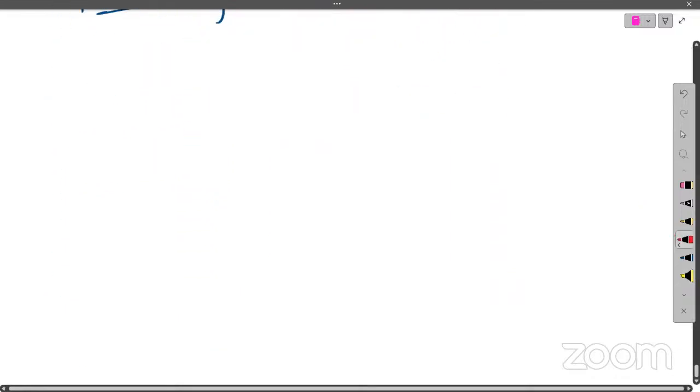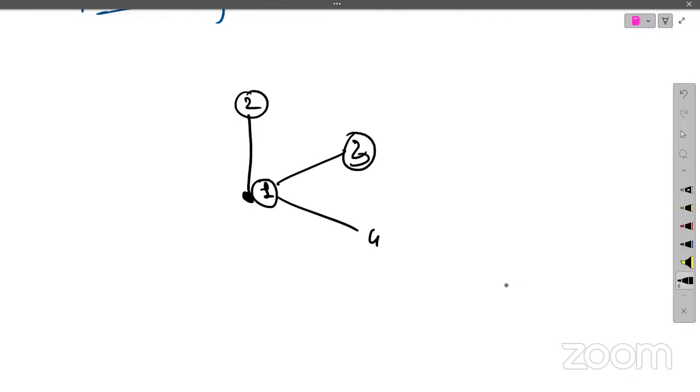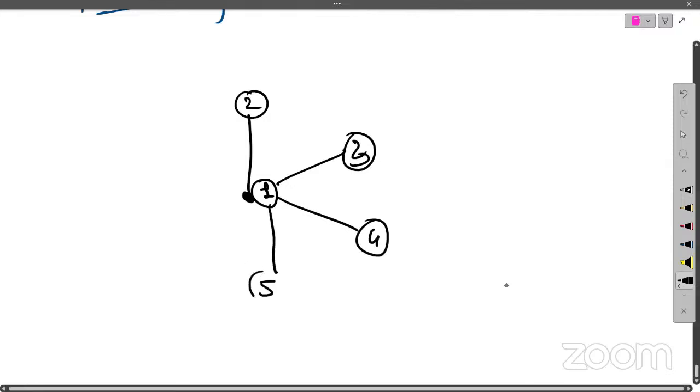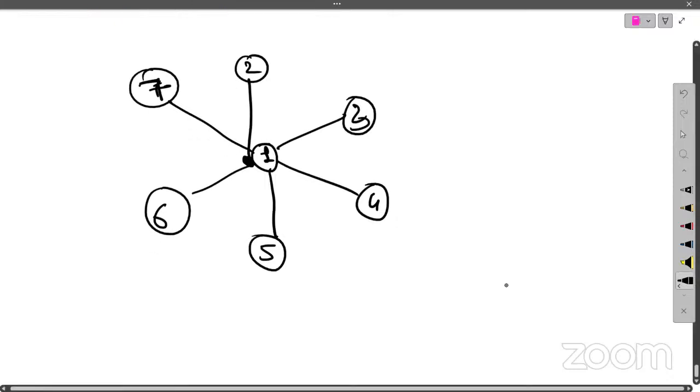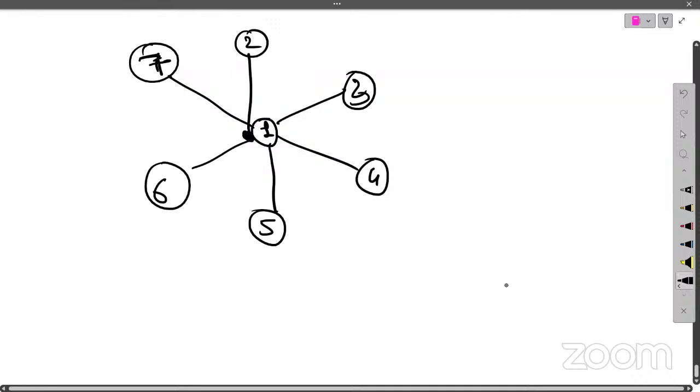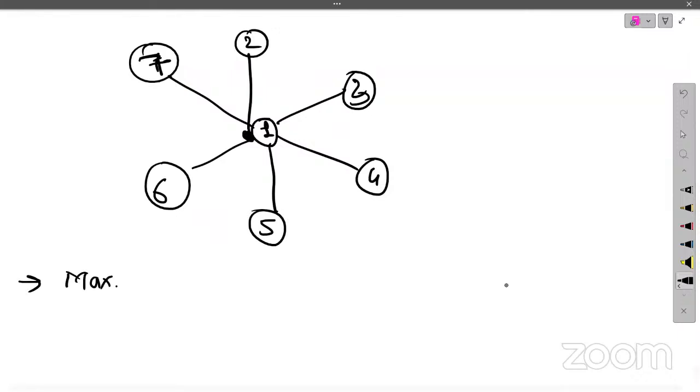So now let's do one more example. Again, our favorite one, just draw a center here. 3, 4, 5, 6, 7. Okay, so these are the 7 vertices. Now I'll ask you to find out what the maximal independent set is.